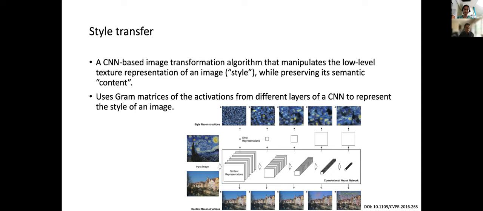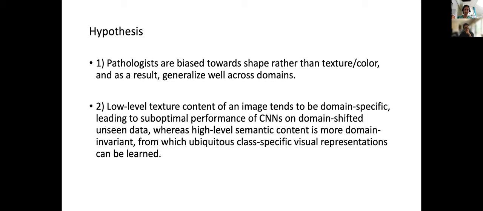So my hypothesis was that pathologists are biased toward shape rather than texture or color, and that's why they generalize well across domains. The low-level texture or color content of the image tends to be more domain specific, leading to suboptimal performance of the CNN models on domain shifted unseen data, whereas the high level semantic content, or global shape, is more domain invariant, from which ubiquitous class specific visual representations can be learned.